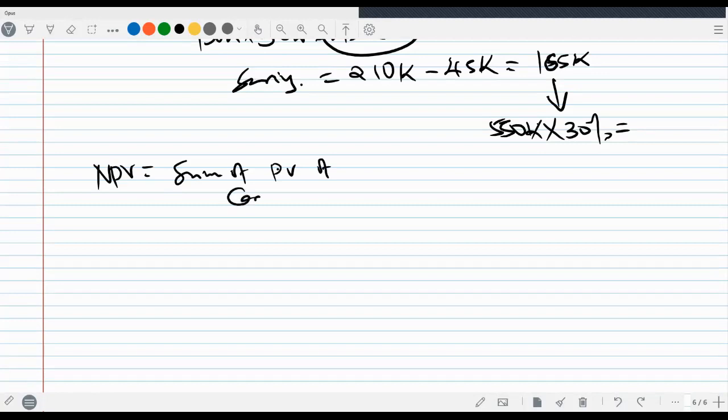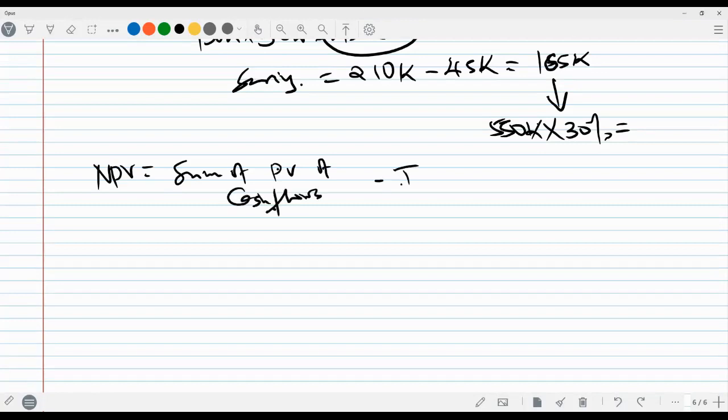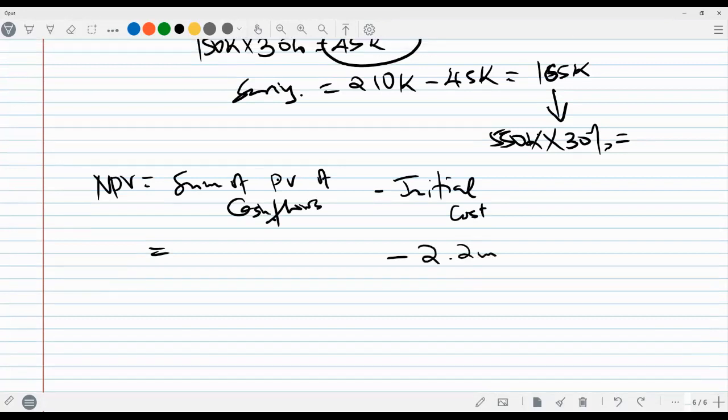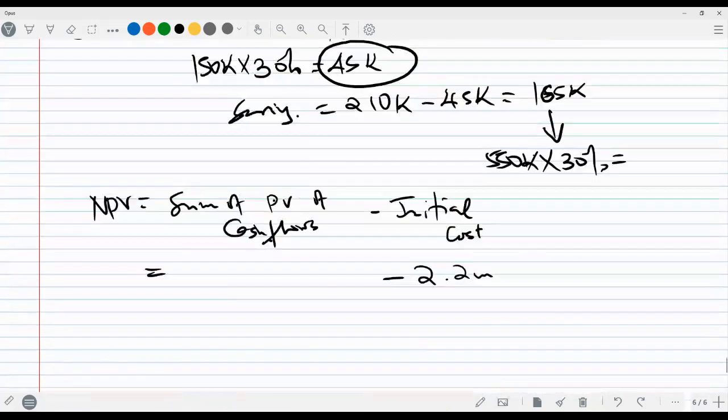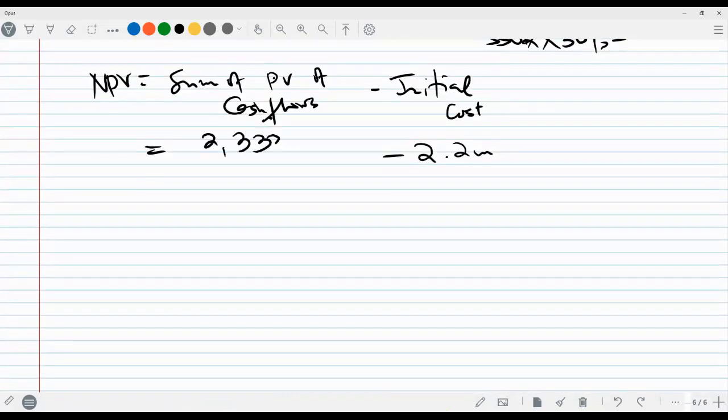So NPV is the sum of present value of cash flows, the ones you've just determined, minus initial cost. So the sum of these present values, I'm assuming that they are correct, all of them. Yes, they're correct. What do you get? 2333. Therefore, the NPV is the difference, which is 103,000.